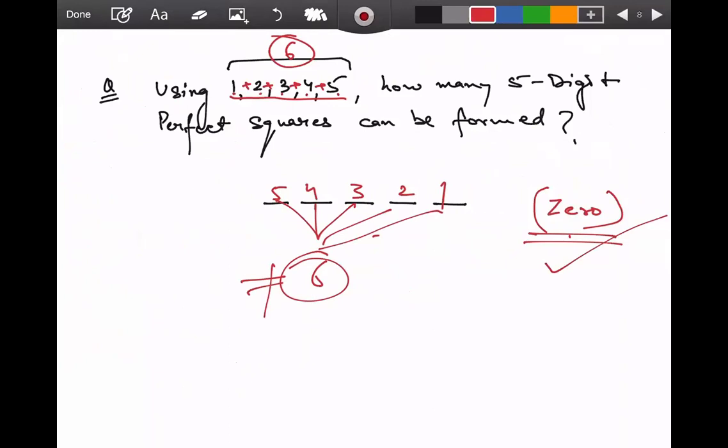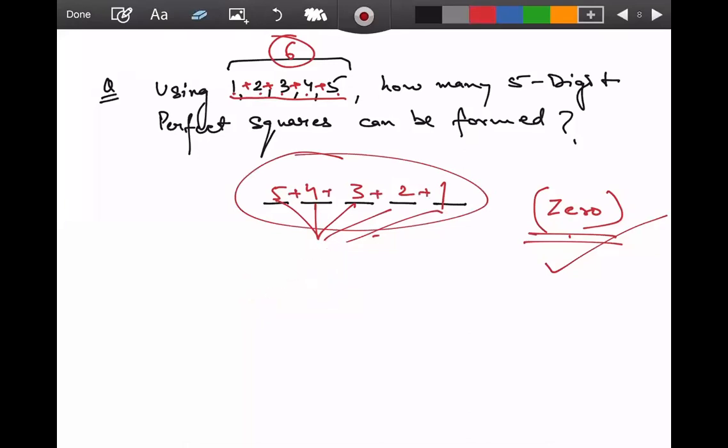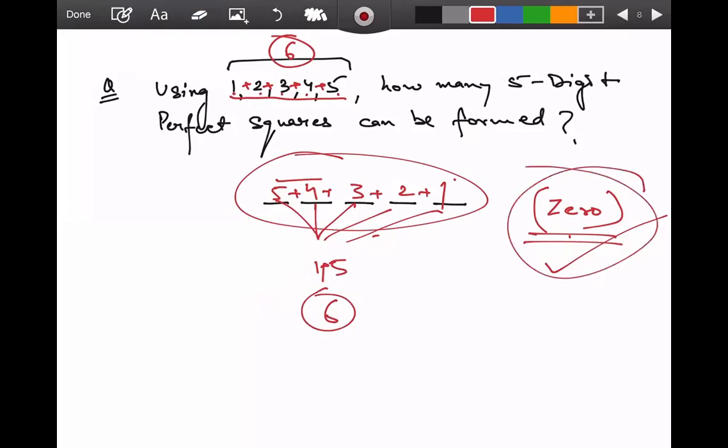Because we have to use 1, 2, 3, 4 and 5. So whatever number you form, whatever arrangement or pattern you form, you will have these digits, and to find the digital sum you will have to add these. So 5 plus 4 is 9, 10, 15, 5 plus 1 is 6. 6 is never a digital sum of a perfect square. Therefore the answer is 0 directly. Is this clear?